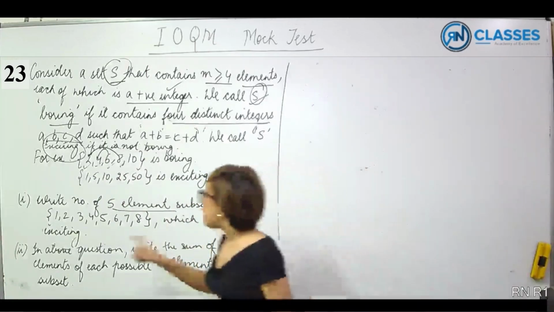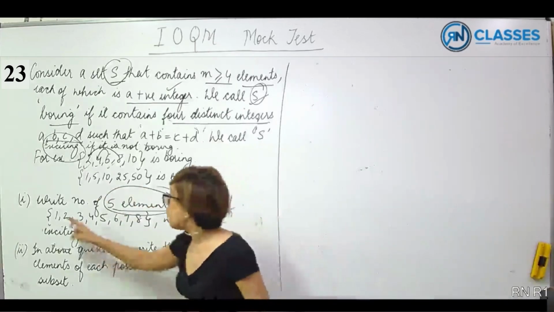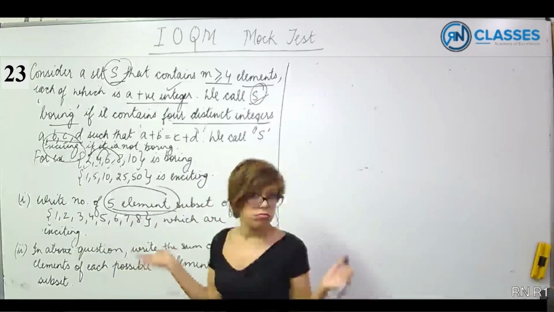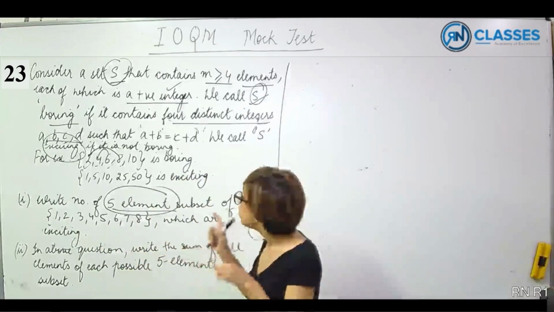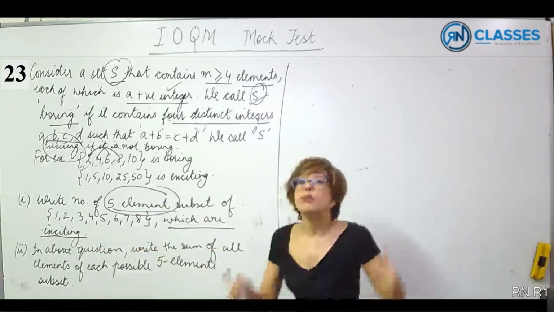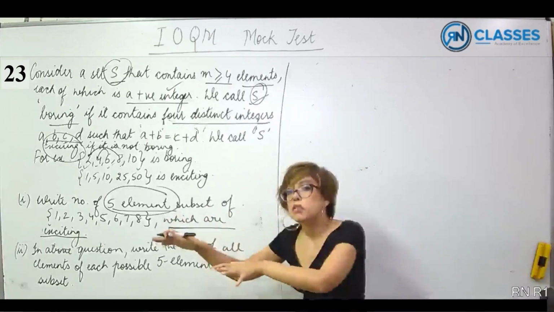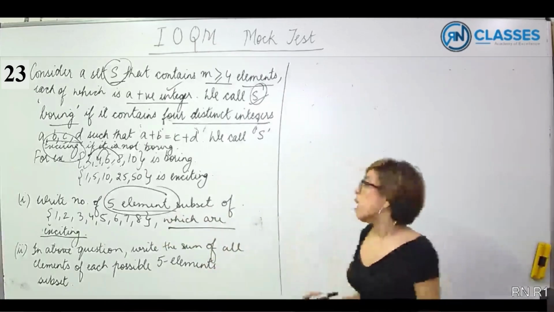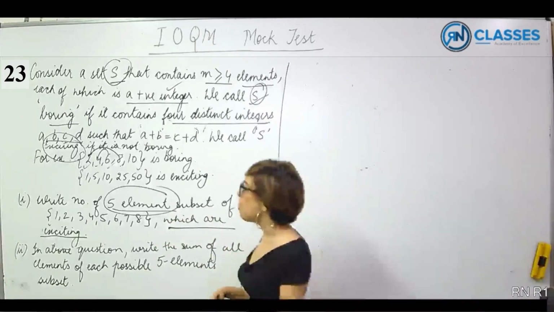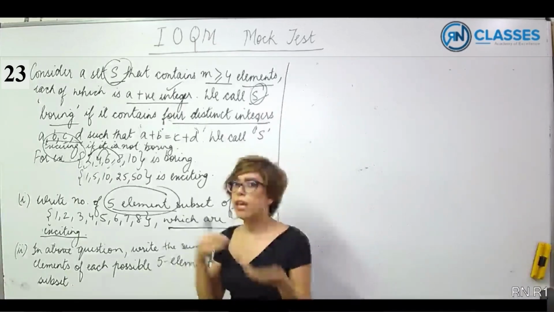He says write number of 5 element subsets. 5 element subset. So maybe I can have 2, 3, 5, 6, 7. Right? But we need to have only those subsets which are exciting. That means sum of 2 integers should not be equal to sum of other 2 integers. I have to make sure of that. Now, sum should not be equal. How should I start the question? Now, sum should not be equal. Condition is there on the sum.